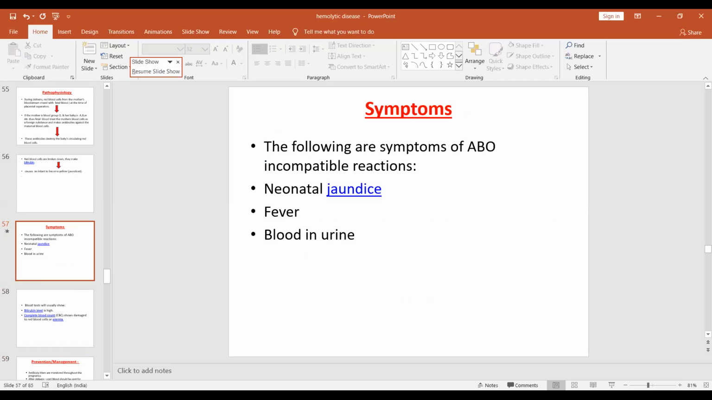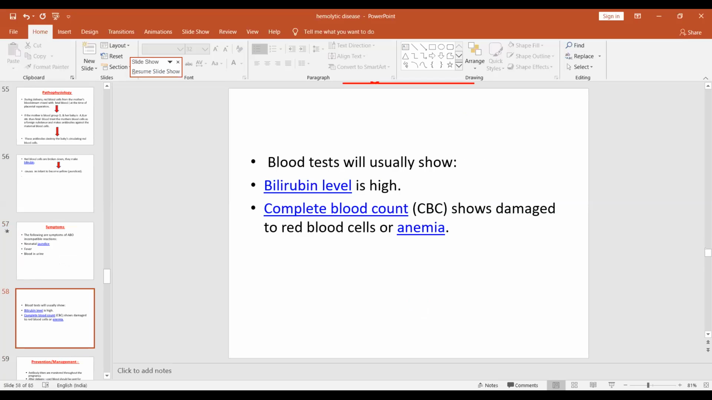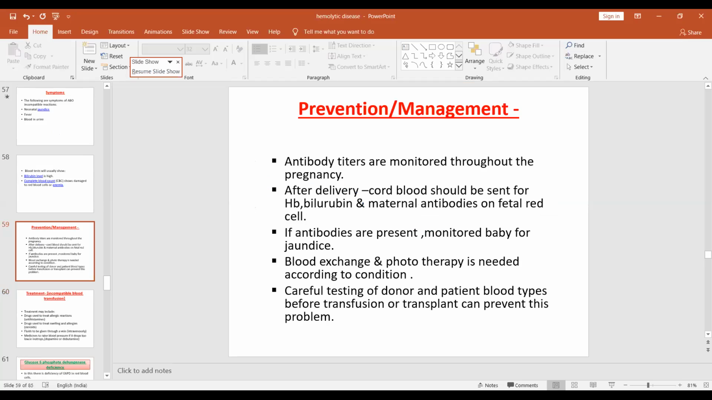Then the symptoms are neonatal jaundice, fever, and blood in urine. Blood tests will usually show a high bilirubin level. The complete blood count, the CBC, we also have to send to find out the anemia, the platelet level, the RBC destruction, and the WBC and other values. Prevention and management: generally, antibody titers are monitored throughout the pregnancy.